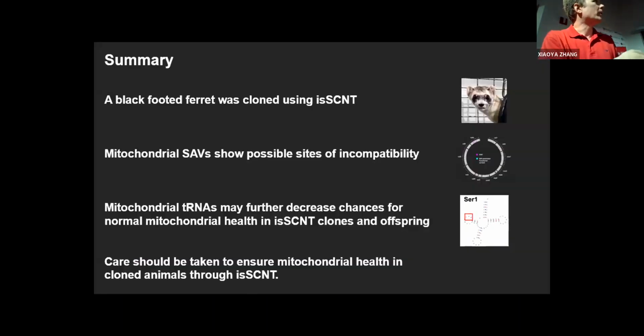And to summarize this really quickly, I just wanted to say that we found this, and we've been talking with some folks at Revive and Restore about this, and trying to say that some care should be taken to ensure the mitochondrial health in cloned animals through this mechanism.